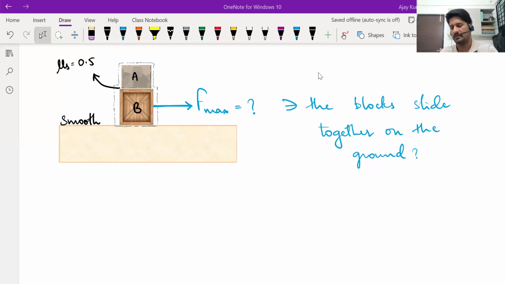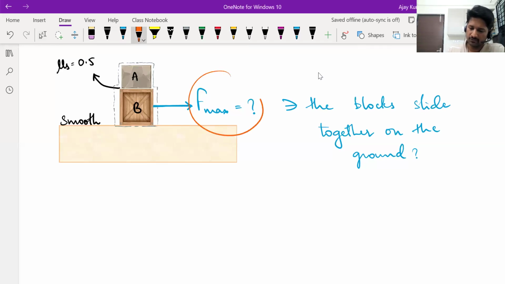We are looking for the maximum force with which we can pull the lower block such that they slide together. Now, what limits this force is the friction, right? Because friction has limits, the pulling force will have limits. Otherwise, you can pull it with whatever force you want. But to make them move together, you have to consider friction, and friction has limits.